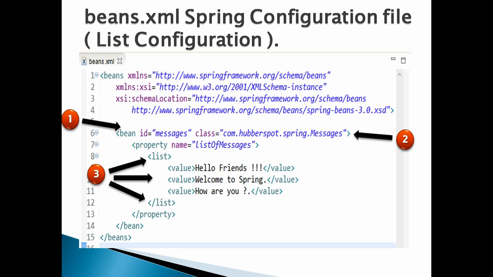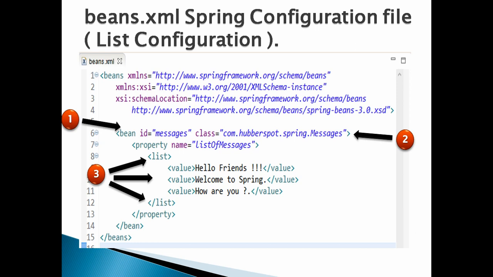Let's say we provide bean definition for Messages. Bean tag has a few attributes which provide information about the Messages bean. It has an ID attribute, whose value is listOfMessages. The ID of a Spring Bean should be unique throughout the Spring configuration file. Moving ahead. Number 2, let's associate a class with this unique listOfMessages ID. There is a class attribute to provide the fully qualified class name. In our case, the fully qualified class name for Messages bean is com.hubberspot.spring.Messages. Spring container will be responsible to instantiate and control this bean.